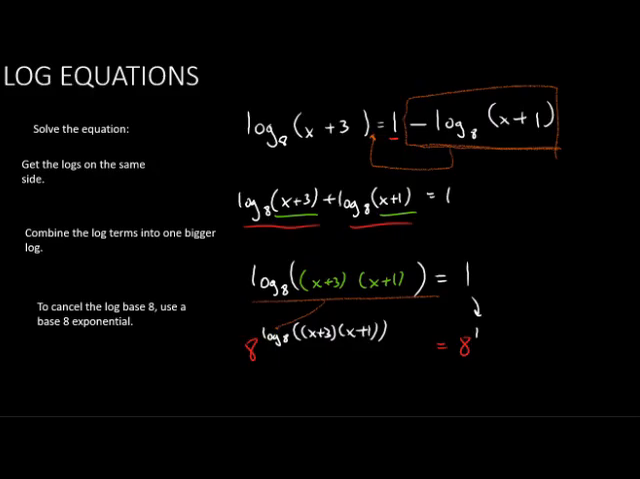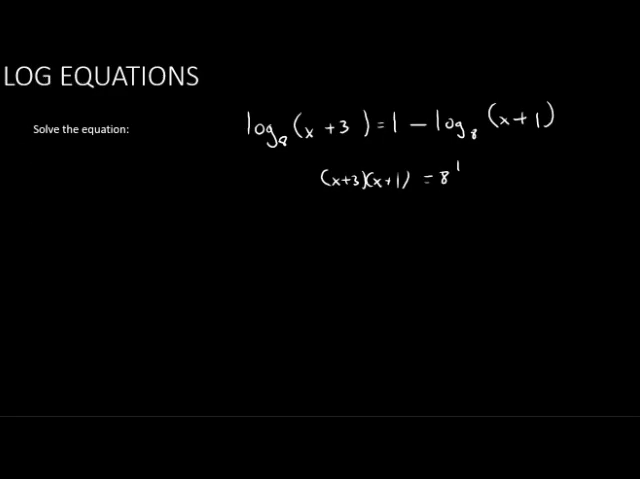Since the base 8 and the log base 8 are inverse functions, we may cancel them. The exponent that has x plus 3 times x plus 1 will stay. So on the left, we now have x plus 3 times x plus 1 is equal to 8 to the first power. You may be able to see that we have a second power equation. Since this equation is second power, we're now going to have to get everything onto the left side to solve it.